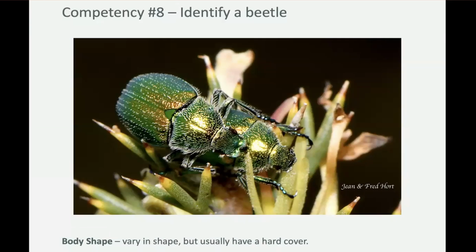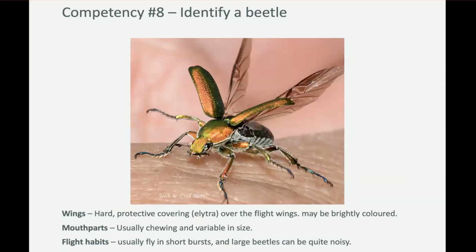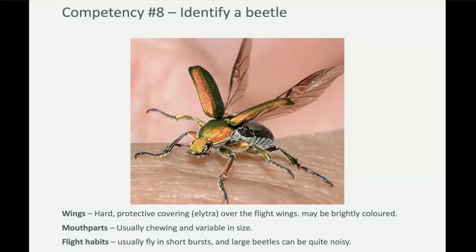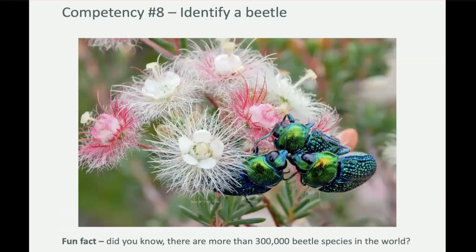But they all have hard covers on their bodies, and that's to help protect the wings underneath and also their bodies. These protective covers are called elytra. And when they want to fly, they lift those elytra up and their wings become exposed and they can fly away. You can usually hear them because it's sort of a flicker because of the elytra. Their mouth parts are usually chewing, and they fly in short bursts. So you'll be watching your flower and suddenly this beetle will come diving in very unceremoniously usually. They can be absolutely beautiful, as these ones are here.